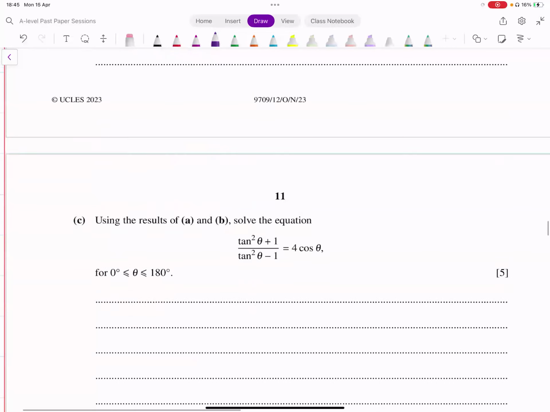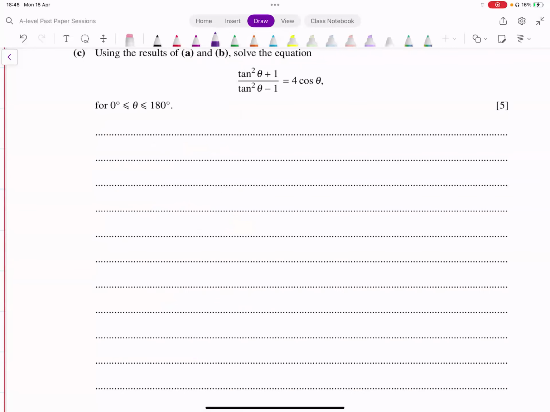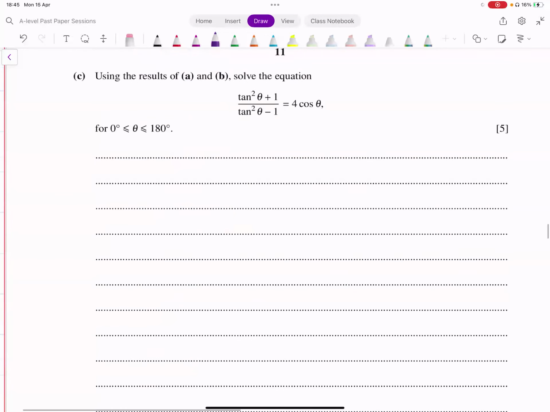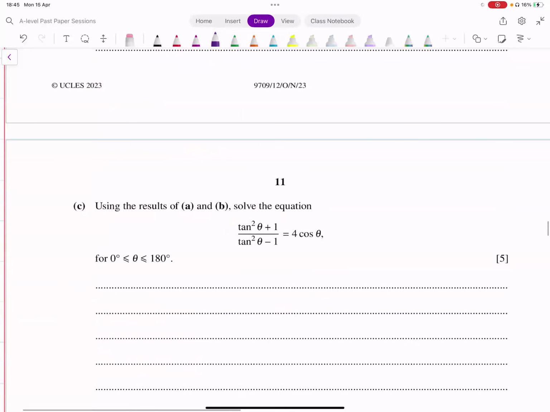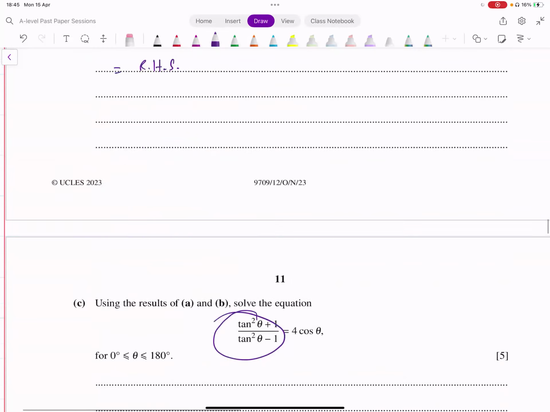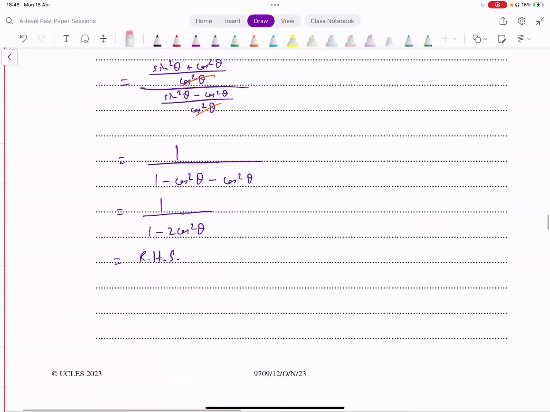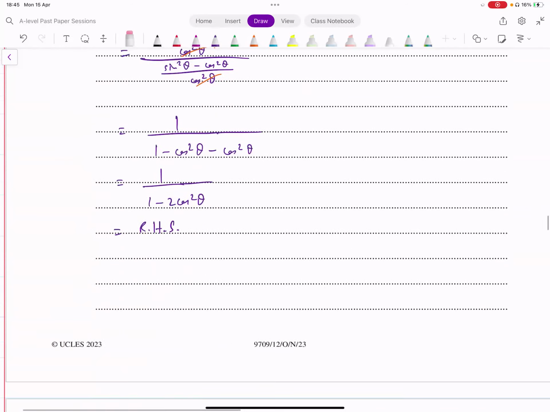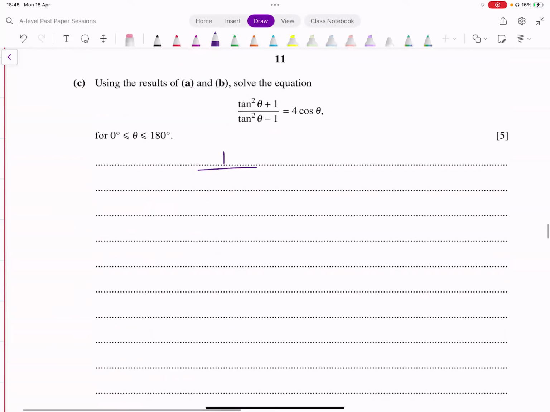Okay, let's look at the next part now. It says using the results of part A and part B, solve this equation. What have we done in the first two parts? In the previous part, you had tan square theta plus 1 over tan square theta minus 1. You've proved this identical to 1 over 1 minus 2 cos square theta. So you can replace it with that. You can say it's 1 over 1 minus 2 cos square theta.